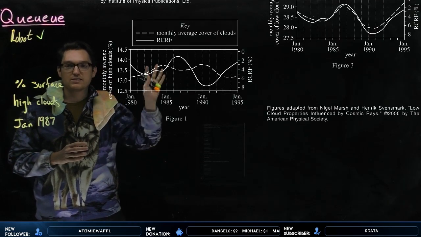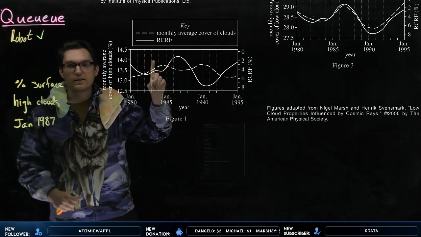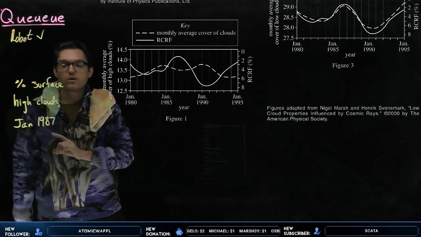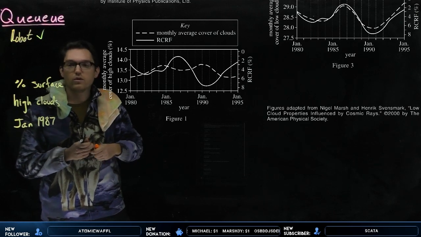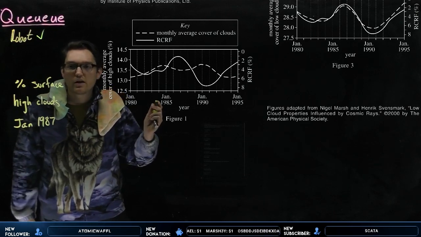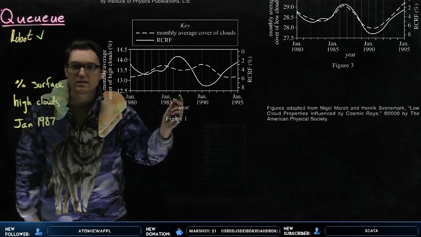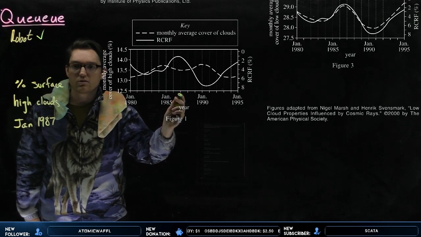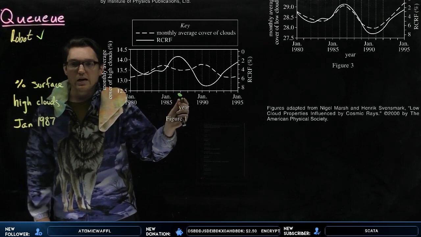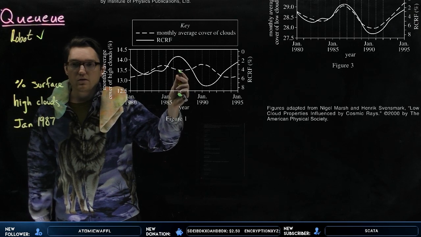Okay, so what we're looking at is this graph. We want to look at the dotted line. That's monthly average cover of clouds for January of 1987. So each of these lines represents a year. This is 85. This is 86. This is 87 right here. So this is the right year to look at. Let's find the y value of the dotted line. So we go up. It's right around here.